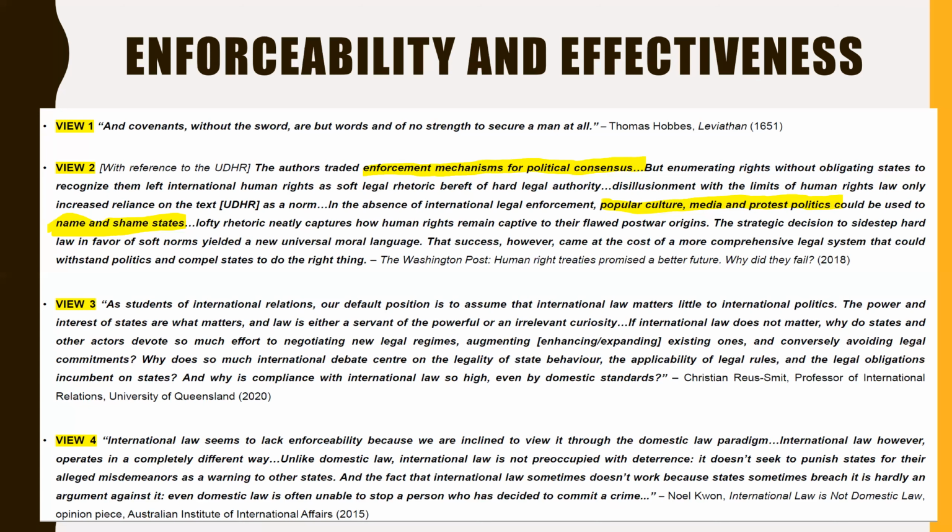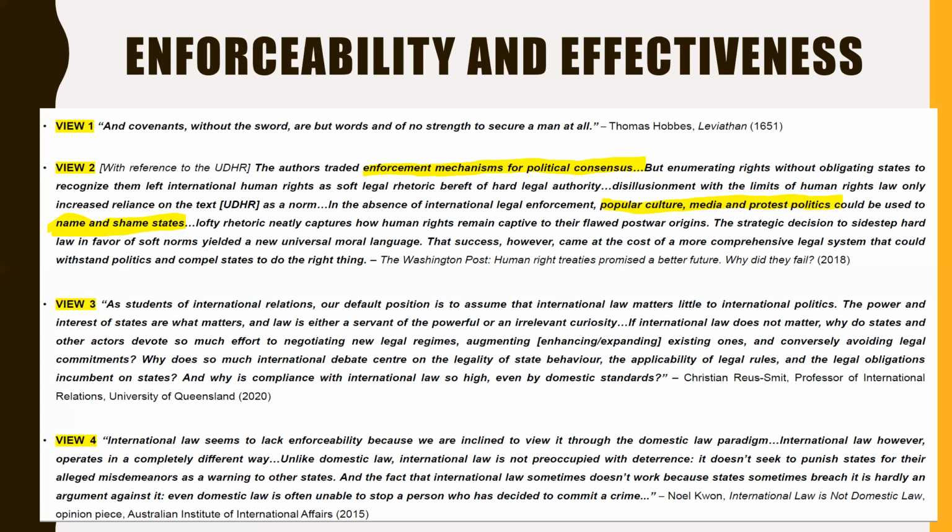View number 3 is a good one as well. It says, "As students of international relations, our default position is to assume that international law matters little to international politics. The power and the interests of states are what matters, and law is either a servant of the powerful or an irrelevant curiosity. If international law does not matter, why do states and other actors devote so much effort to negotiating these new legal regimes, enhancing or expanding existing ones, and conversely, avoiding legal commitments?